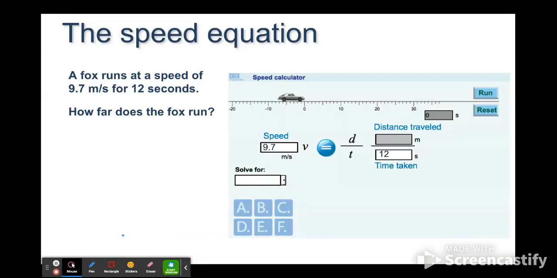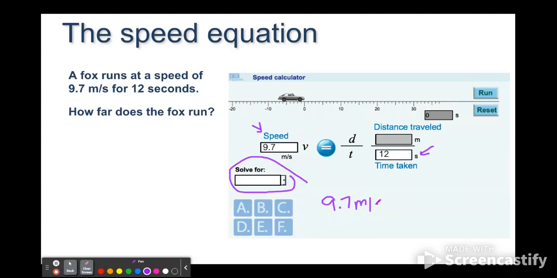A fox runs at a speed of 9.7 meters per second for 12 seconds. How far does the fox run? Let's use purple this time. Okay, so things that we know. We know the speed, so you can plug that in. And we know the time. And then it asks us, like in the book, what you're solving for. And so you can plug that in. In this case, we can do it by hand as well.